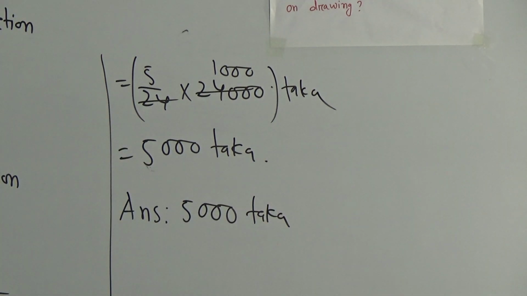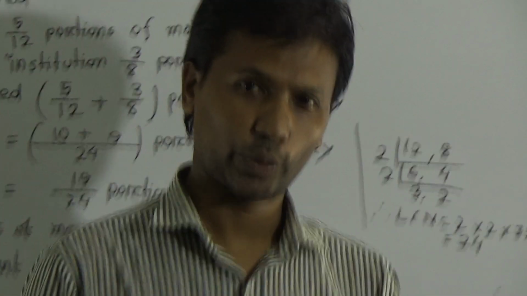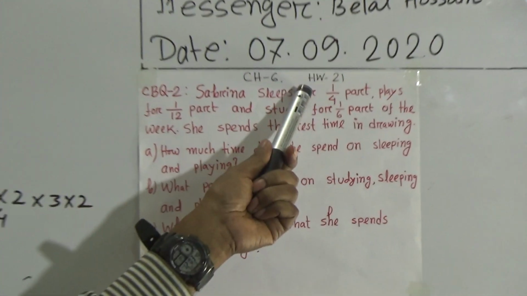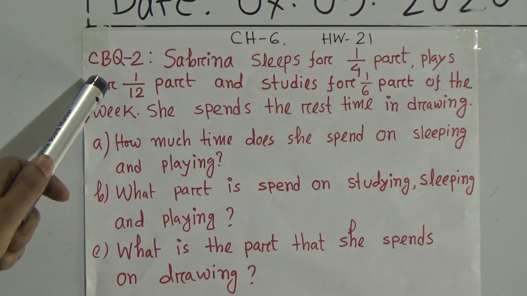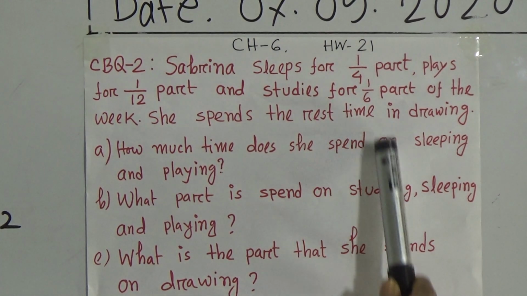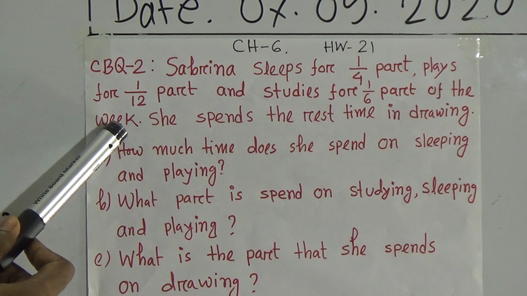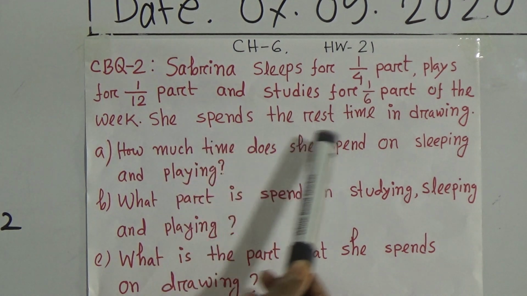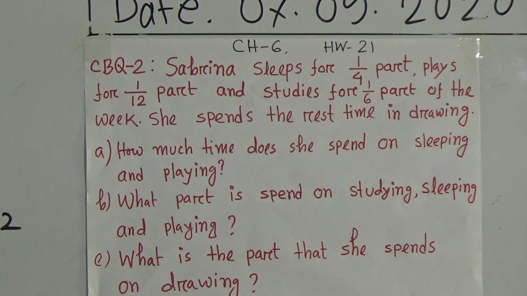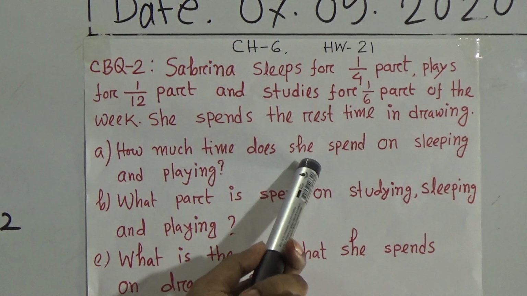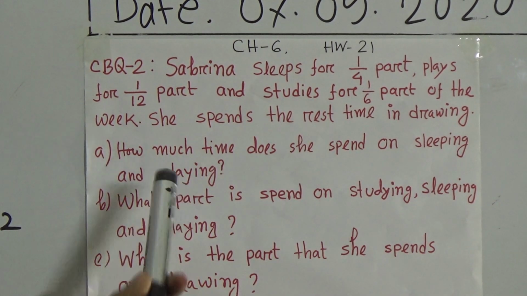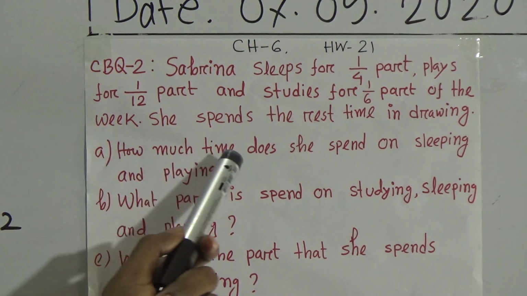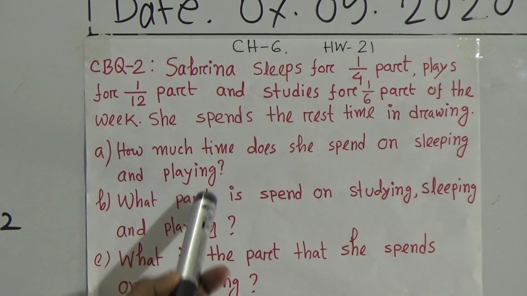Okay, dear student, I hope you understood today's math. Now I want to talk with you about our HW topic. You see chapter 6 HW number 21 CBQ 2. Sabina sleeps for 1/4 part, plays for 1/12 part and studies for 1/6 part of the week. She spends the rest of the time in drawing. Now you see, how much time does she spend on sleeping and playing?